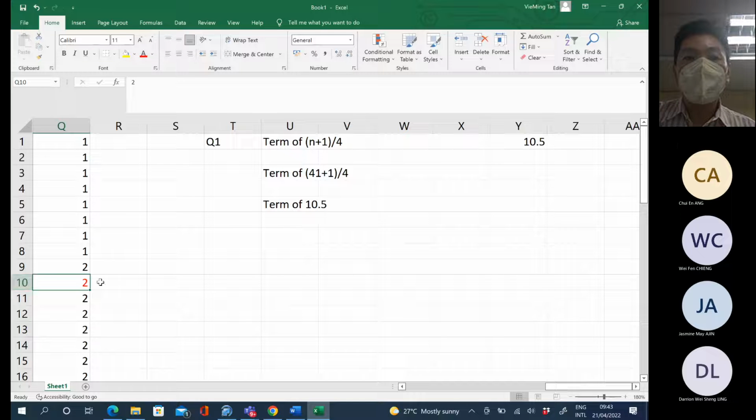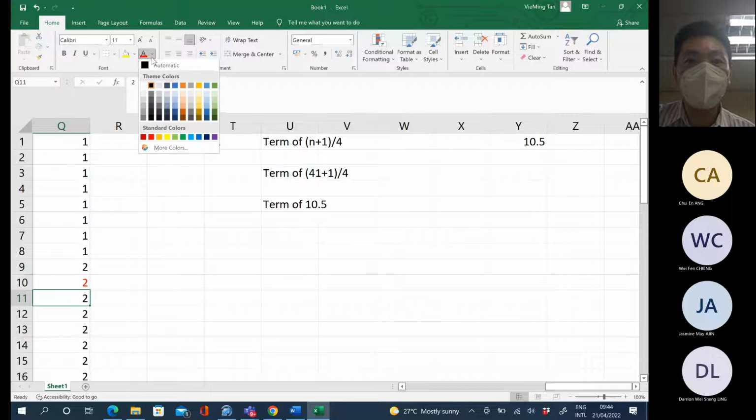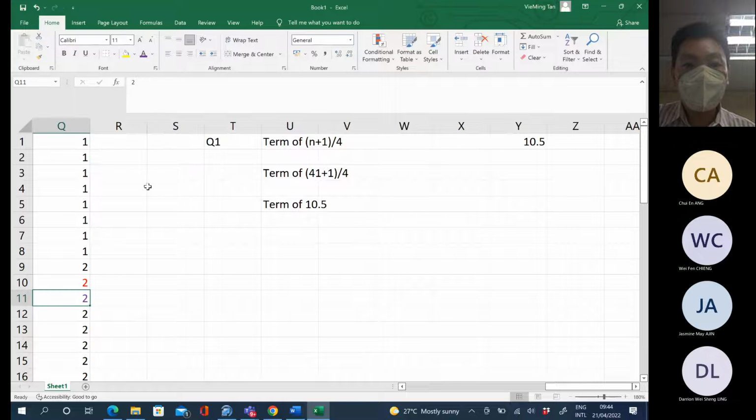This is the location of term 10. All right. Location of term 11 is also 2. Incidentally, also 2. So I use purple color. All right. So that means term 10 and term 11, no difference. No difference.